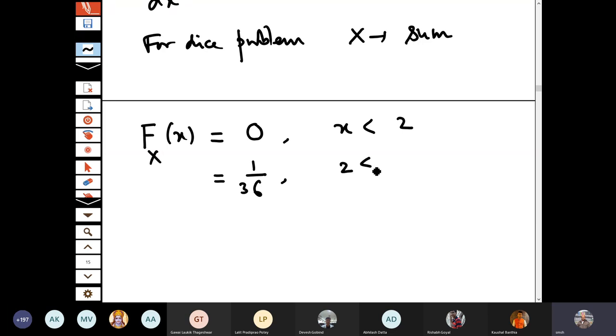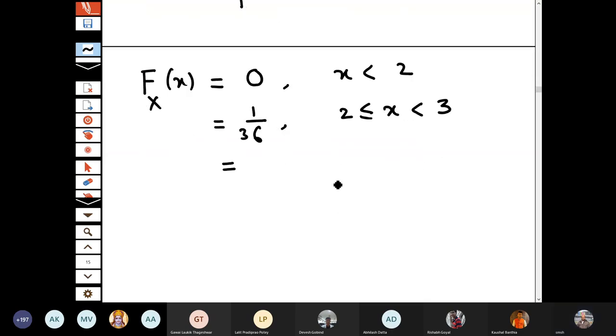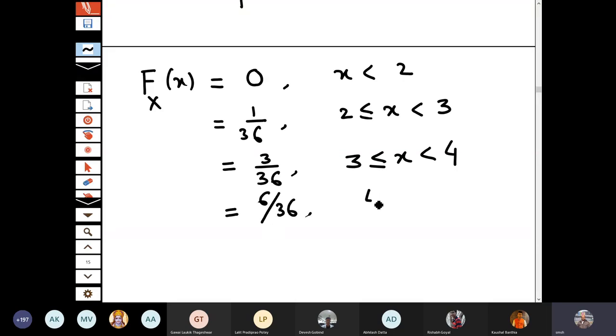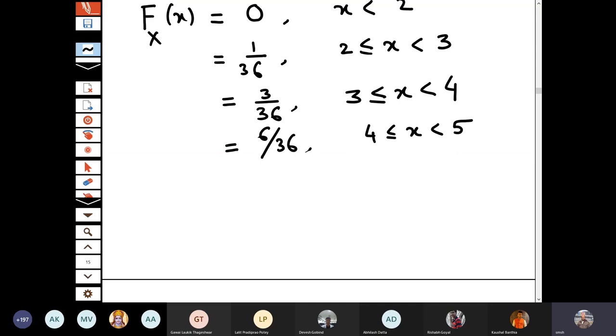And the next value that the random variable took was 3. So between 2 and 3, that is 2 less than or equal to x less than 3, this capital F will remain 1 by 36. Then at x equal to 3, the probability was 2 by 36, so this will become 3 by 36. For 3 less than or equal to x less than 4: at 4, the probability was 3 by 36, so this will become 6 by 36. At 5, if you remember, it was 4 by 36, so it will become 10 by 36.